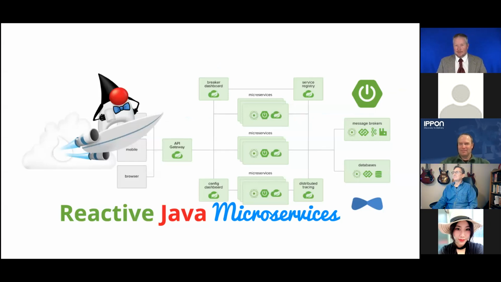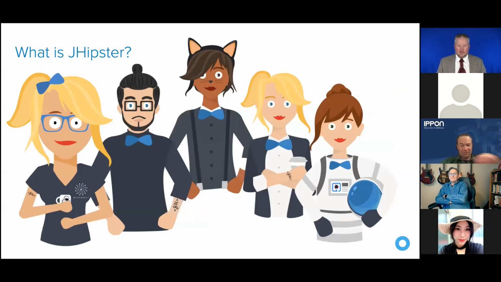Today I'd like to talk to you about reactive Java microservices. I just posted a blog post on this yesterday, and you might notice that the font for microservices in this image is Pacifico, and you might have seen it before on the JHipster website. And now you might be asking, what is JHipster?